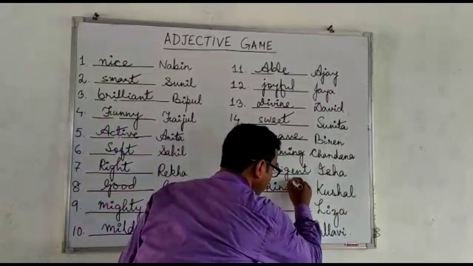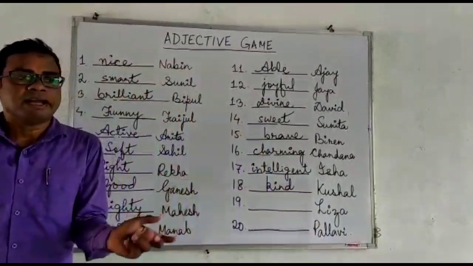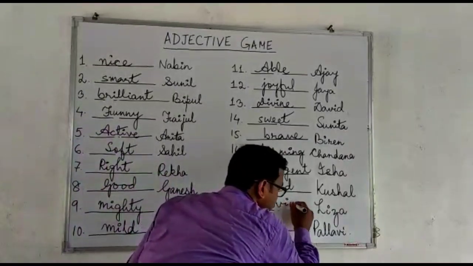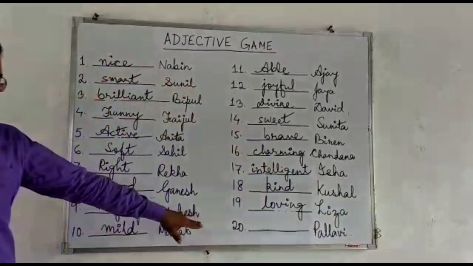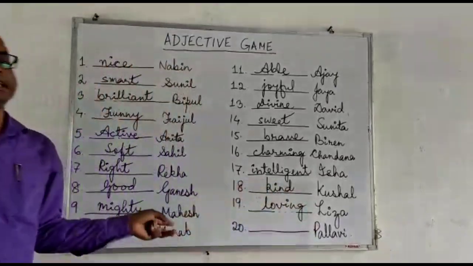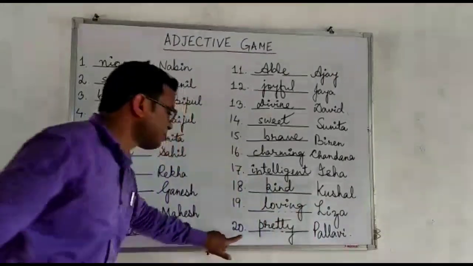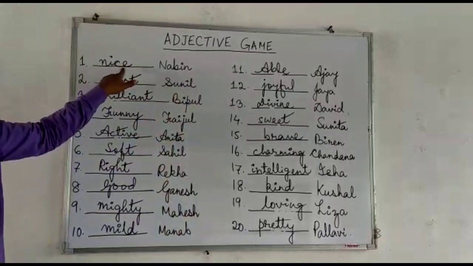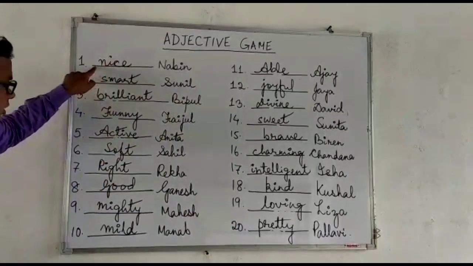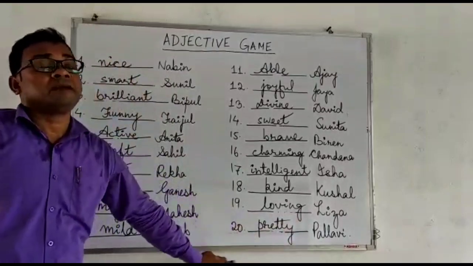Now number 19, it is the turn for Lisa. Lisa will think of an adjective starting with the letter L. So it might be loving Lisa. Our next person, the last, is Pallavi. With the starting letter P, she might think of an adjective like pretty, P-R-E-T-T-Y. So like this, Pallavi will pronounce all the adjectives and names, and she will have to mention all the 19 names before she introduces herself as pretty Pallavi.